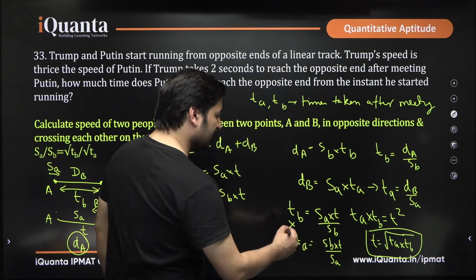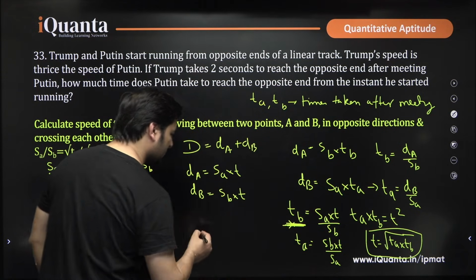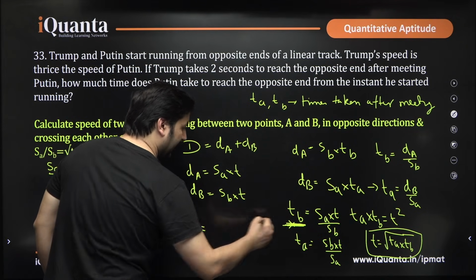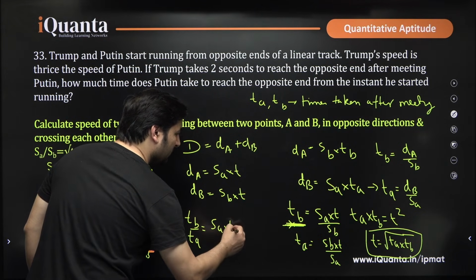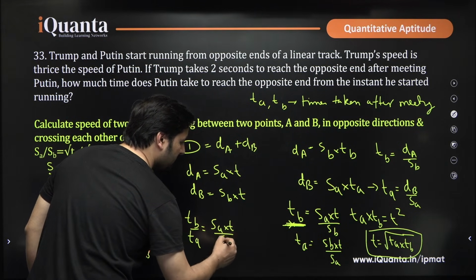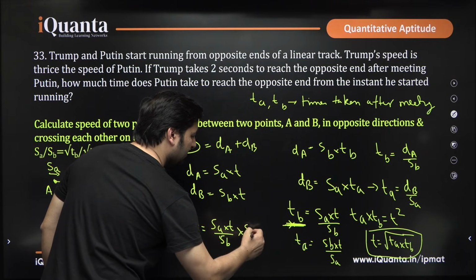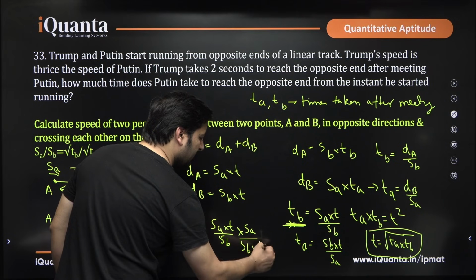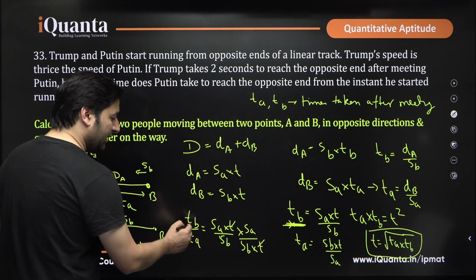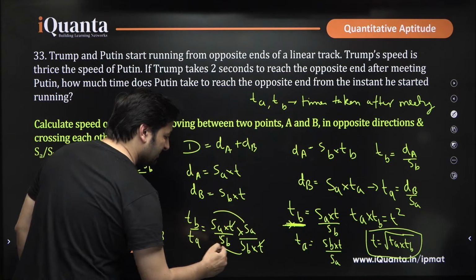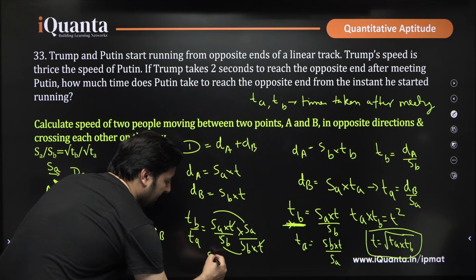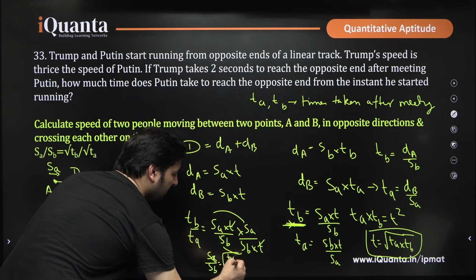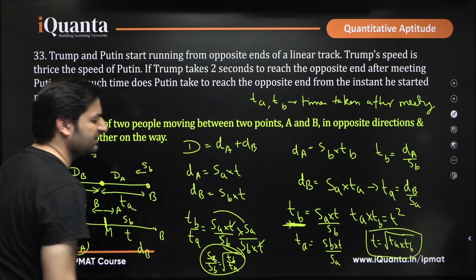If I divide these two equations, what will I get? TB upon TA equals, here I will get SA into T upon SB, and if I divide it by this, SA goes above and SB into T, yes or no? T cancels. What do I get? TB upon TA equals SA square upon SB square. So, what can I finally say? SA upon SB will actually be equal to root of TB upon TA. I hope this derivation is clear.